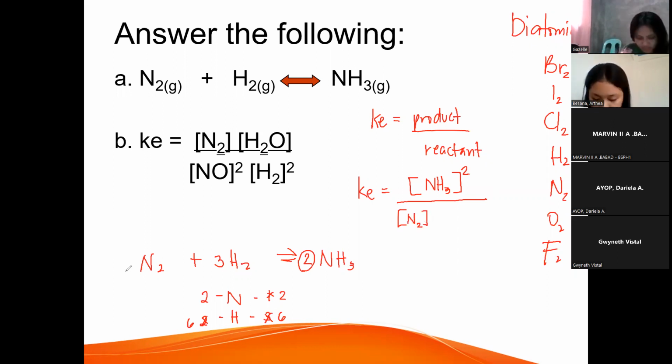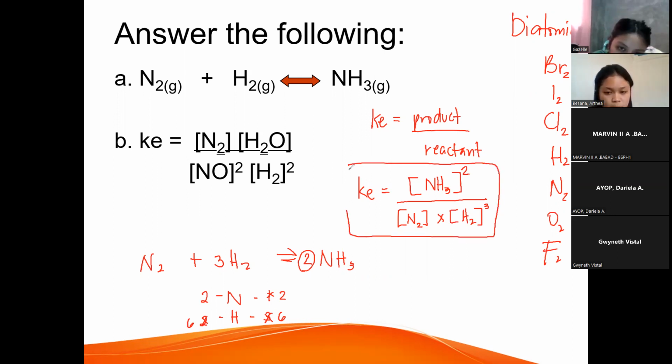Meron ba tayong coefficient kay nitrogen? Wala. So that's automatically 1. No need to write 1 there. Just place N2. But for hydrogen, meron tayong coefficient. So this is 3. So this will be the equation now to compute for the chemical equilibrium constant of this equation. So do not forget, product over reactant. Any question?